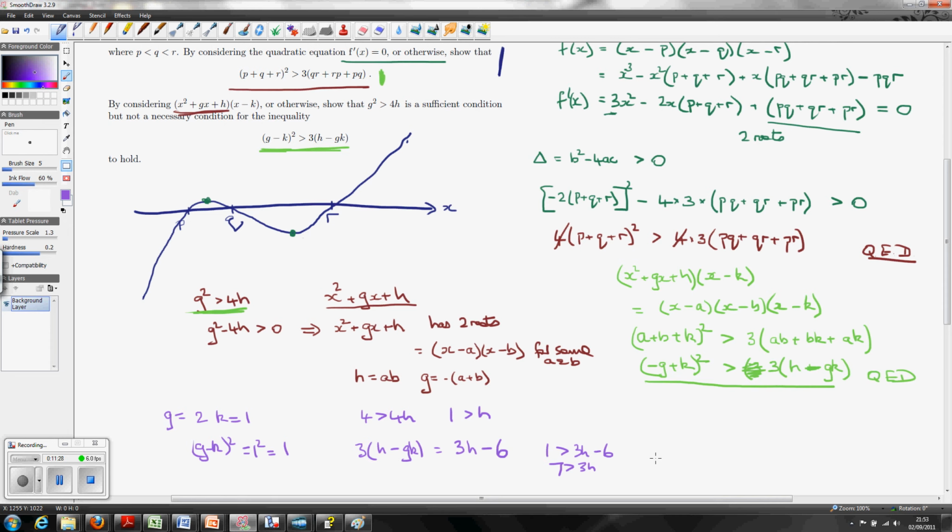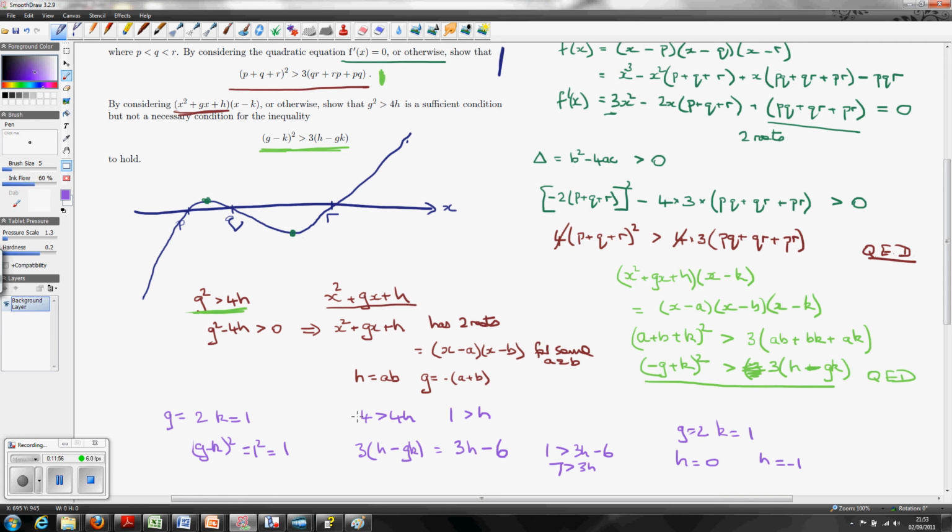Almost any h will do. So let's have h equals 0. Am I allowed 0? Why am I not allowed 0? I'm not allowed 0. I'll have minus 1. H equals minus 1 I think will also do, where g equals 2, k equals 1, and that satisfies this condition here.